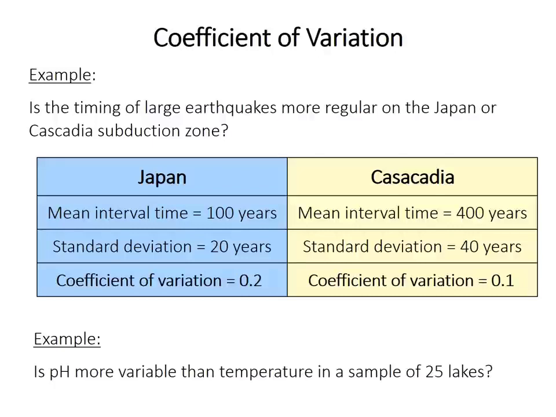So another example for using coefficient of variability could be if you want to compare the variability of pH levels and temperature in a bunch of different lakes. pH and temperature are measured in different units, and so it wouldn't make sense to compare standard deviations because those also have those same units: pH units versus degrees Celsius. And so the coefficient of variation is basically a non-dimensional method of comparing variability.